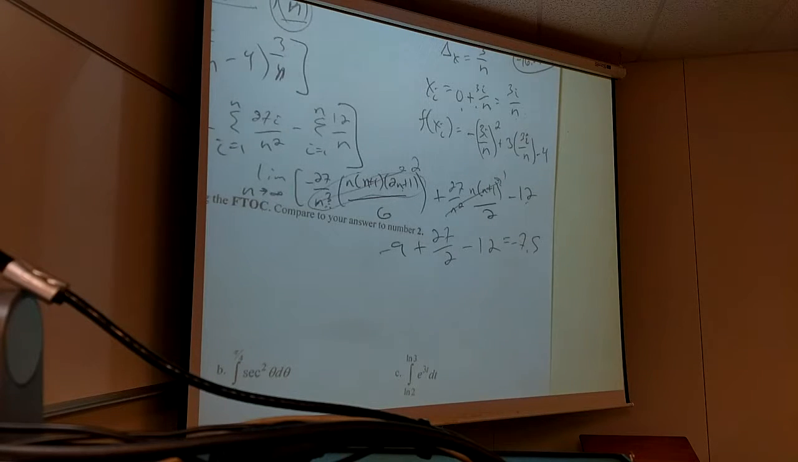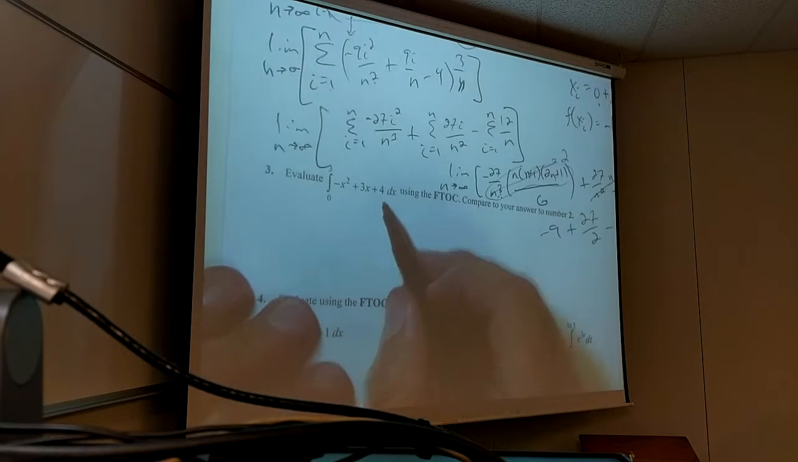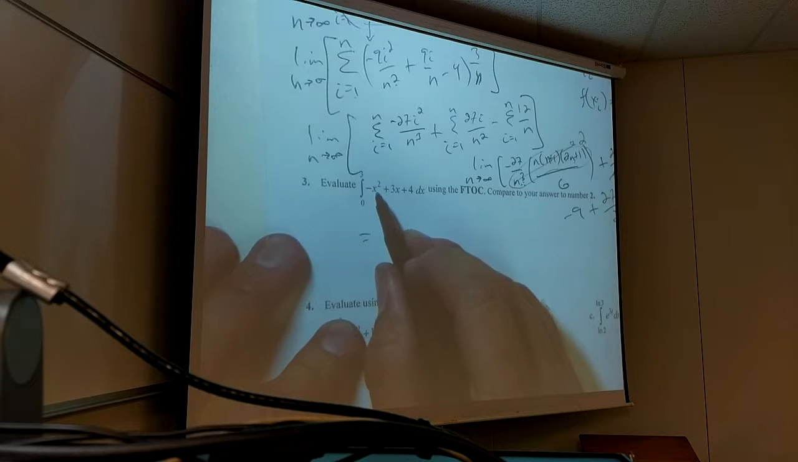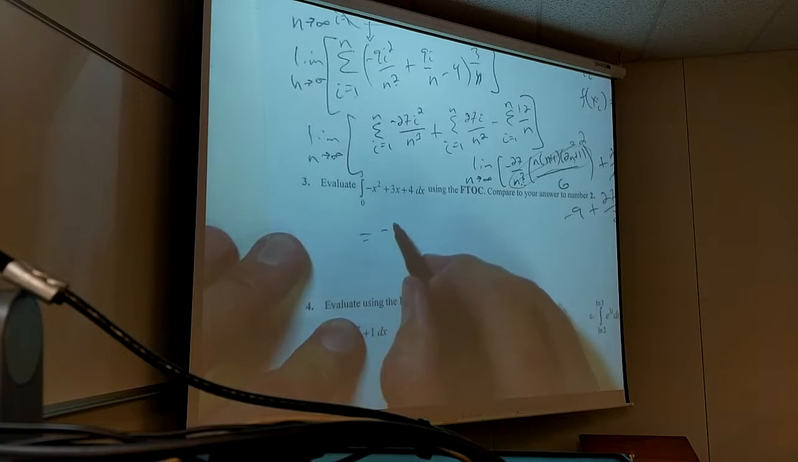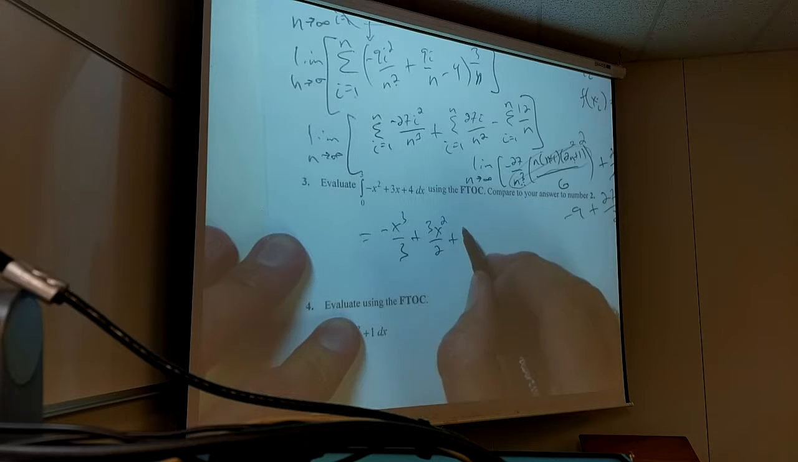All right. And then this one is the one we just learned, the easy way to do it, right? Thank God. What's the antiderivative of negative x squared? I like it. 3x will become good. And then 4 becomes 4x. And I want to go from 0 to 3.